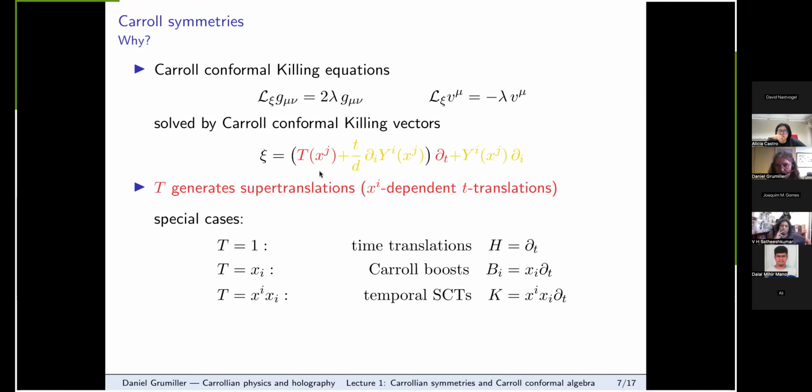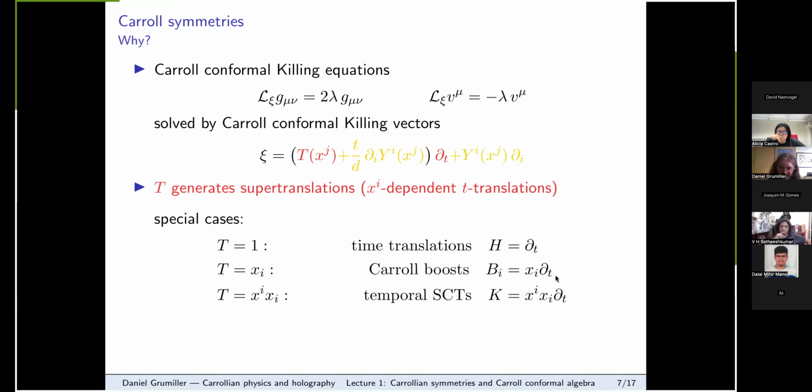If you take one function T of x^j ∂_t and another function T of x^j ∂_t, they commute no matter what these functions are. The best known special cases are when this function is constant, then this generates just time translation. So this is the Hamiltonian. When it's linear, this generates Carroll boosts, B_i is x^i ∂_t. And when it's quadratic in the form x^i, then this is a special generator that generates temporal special conformal transformations. So K is x^i x_i ∂_t.